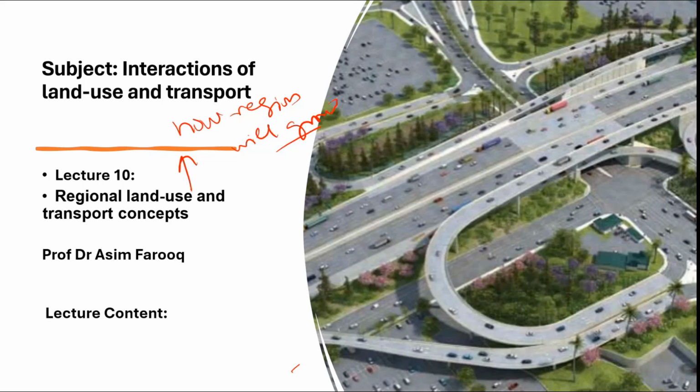What we do in the regional land use and transport concept, the first point or the first agenda of today's session, would be how we can assess the land use and its potential, number one. The second point would be selecting the land use option. What is selecting the land use option? We need to choose the best land use option among the available options based on the assessment.